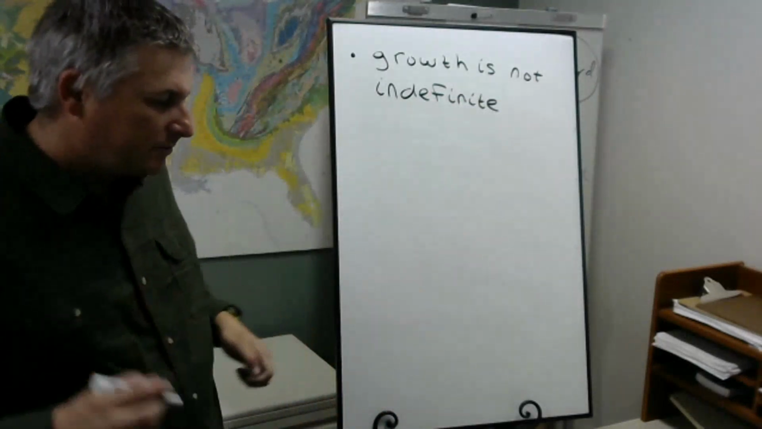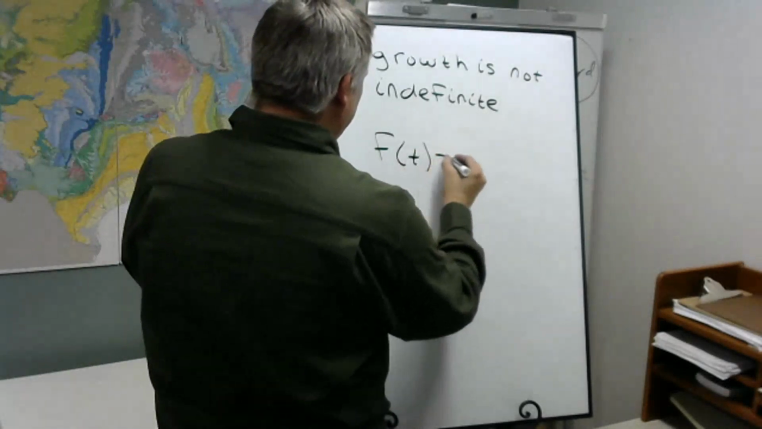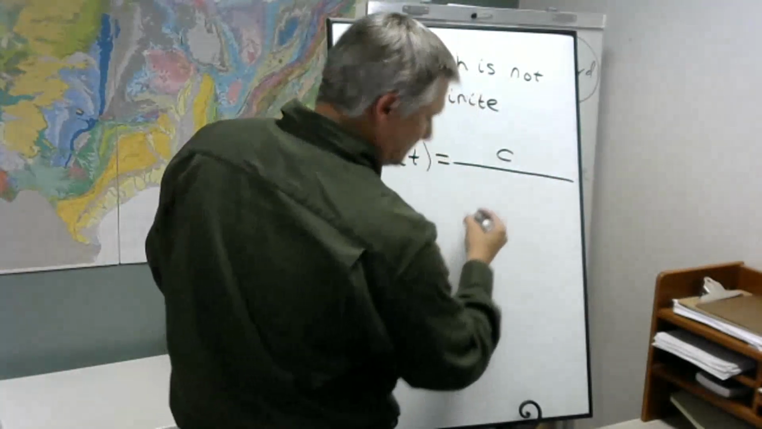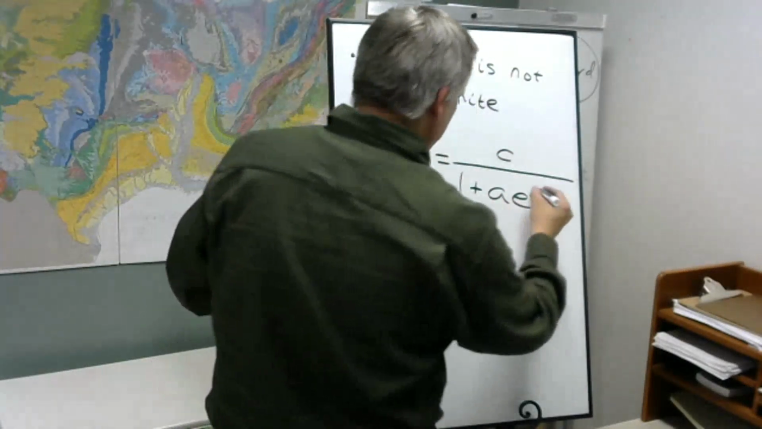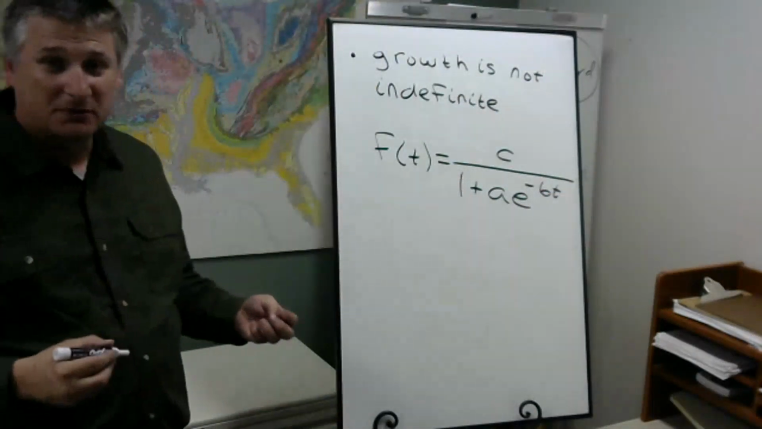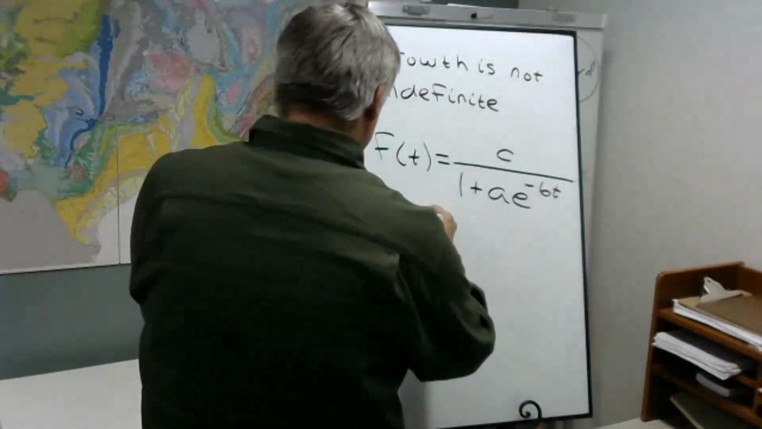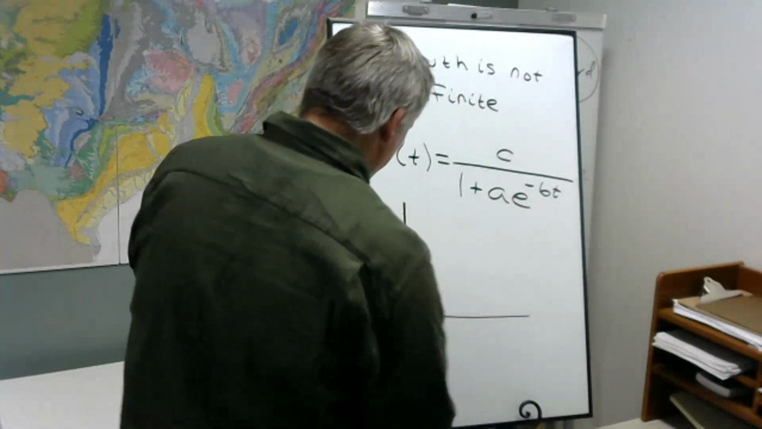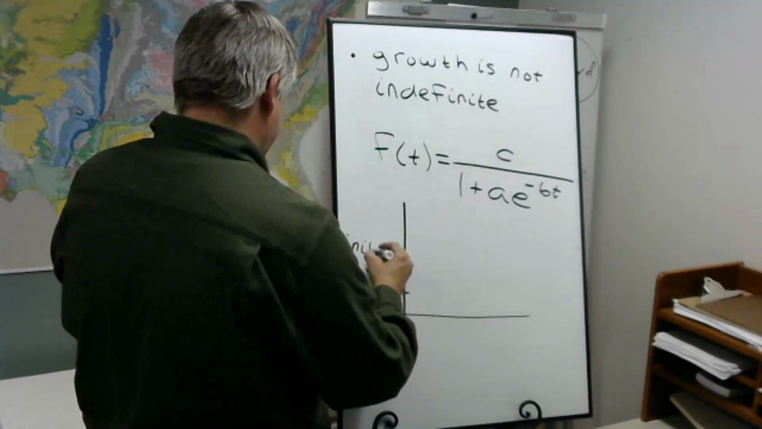And so a formula we use for this that provides this leveling off behavior is a logistic formula. Now, what it typically does is we have some initial amount. We could say right there.